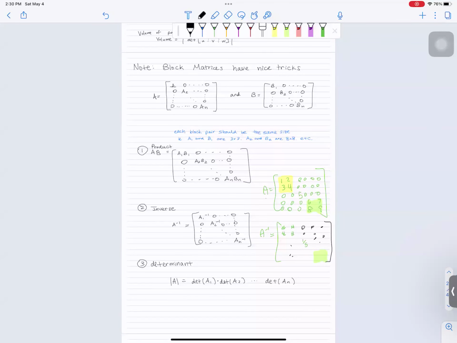I have a question in the chat. Can you repeat why we do the cross product to find the vector pointing along the intersection?